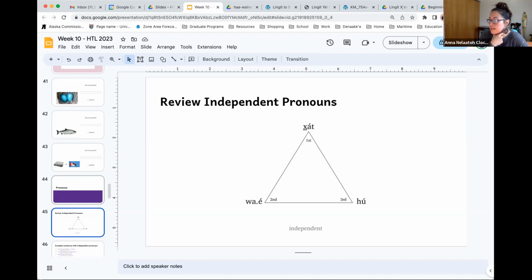So, a review of independent pronouns. The way I described this to you a couple weeks ago when we learned independent pronouns is, when I look at you as a being, I'm looking at wa'eh. And so this is an independent pronoun. So everyone repeat after me, wa'eh.